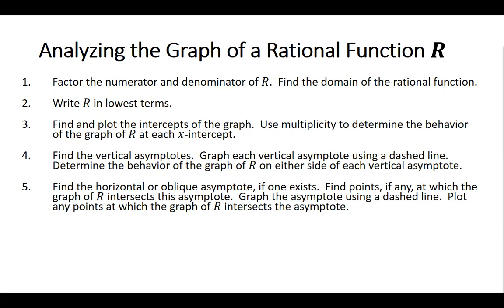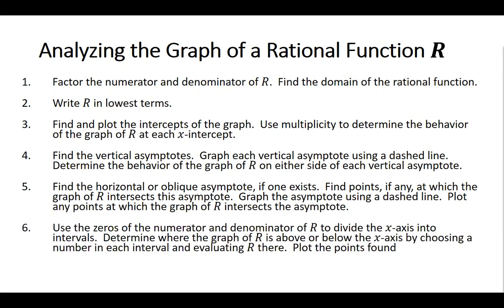Then find the horizontal or oblique asymptote if one exists. Graph the asymptote using a dashed line. Plot any points at which the graph of R intersects the asymptote, as I just said. Use the zeros of the numerator and the denominator of R to divide the x-axis into intervals. Determine where the graph of R is above or below the x-axis by choosing a number in each interval and evaluating R there. Plot the points found.